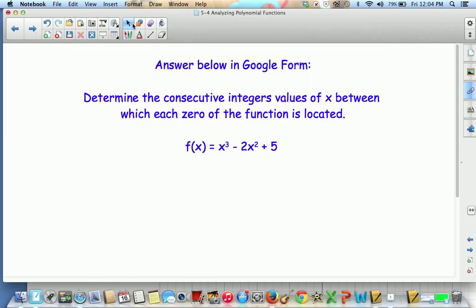And in the Google form, go ahead and submit what you think the zeros are. All I want you to do is focus on the zeros. So what are they between? Okay, finding the zeros for this function right here.